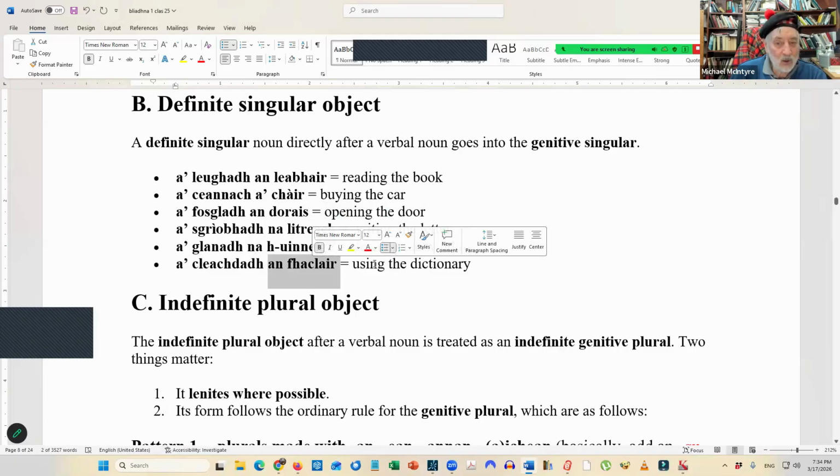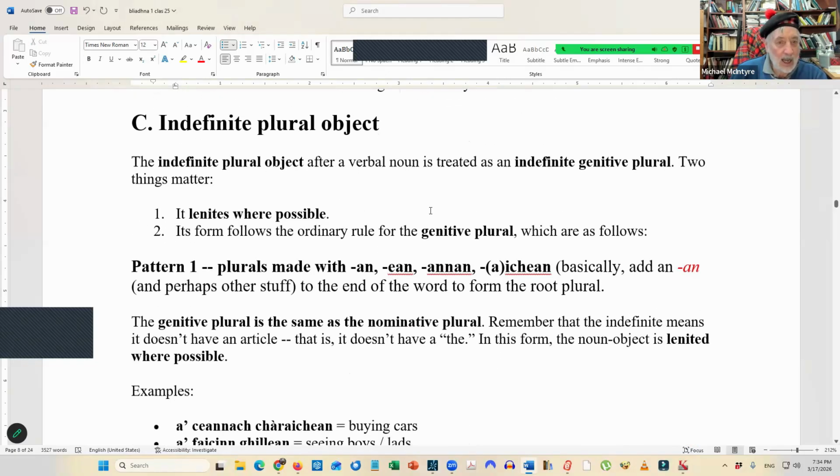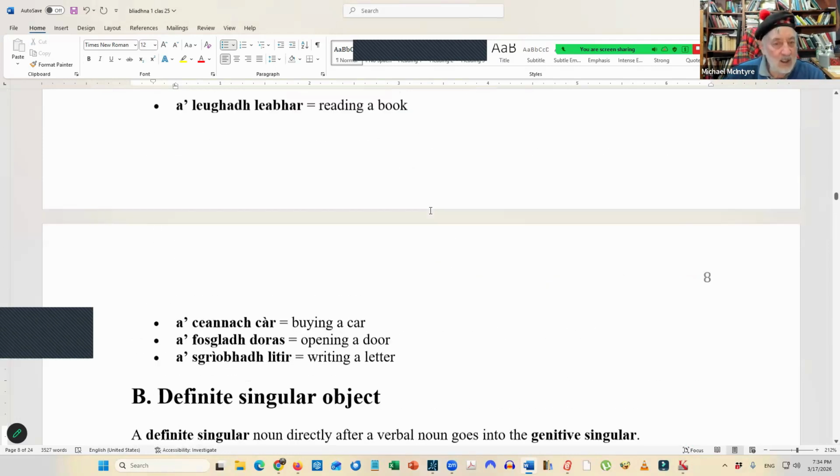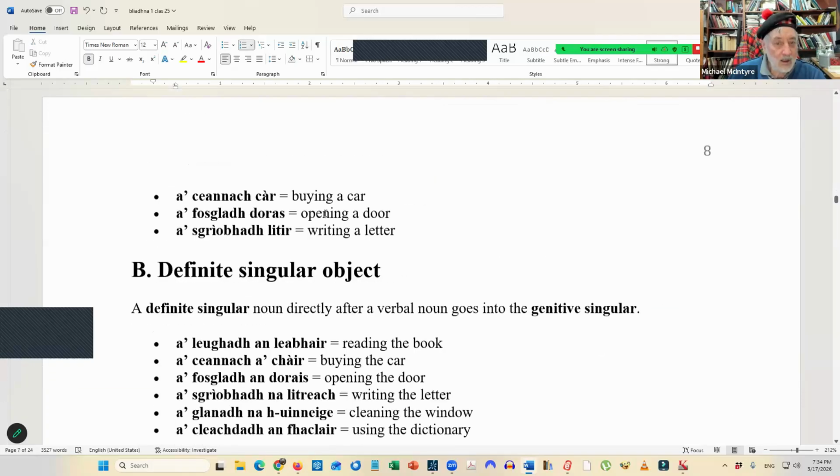Okay, using the dictionary. Here we definitely use the genitive singular. Now we shift again, a different modality, and this is why we have to ask these defining questions, the decision path.